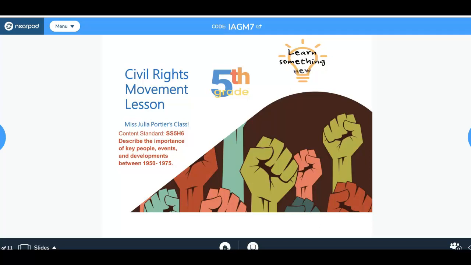Hi everyone, this is my Nearpod lesson on the Civil Rights Movement. This is for 5th graders, and here is my content standard right here. This is from the Georgia Standards of Excellence. So students will describe the importance of key people, events, and developments between 1950 and 1975.